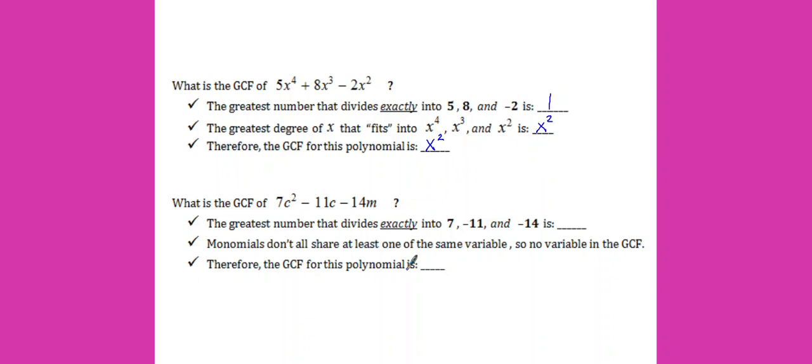What's the GCF of 7c squared minus 11c minus 14m? The greatest number that divides exactly into all of those, again, is 1. There's nothing they all have in common. They also don't share any variables through all 3 terms, so the GCF is just 1.